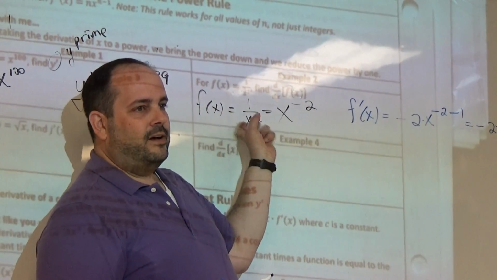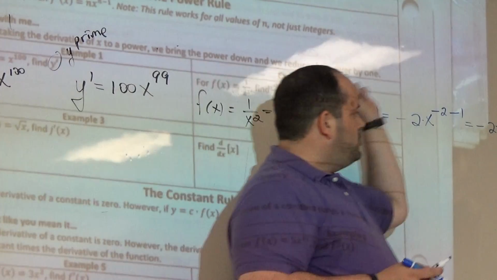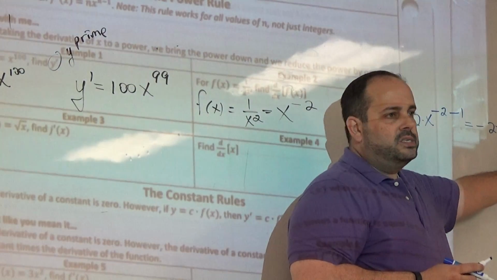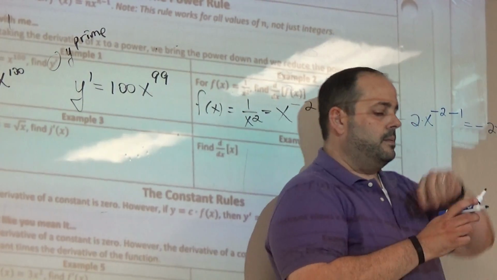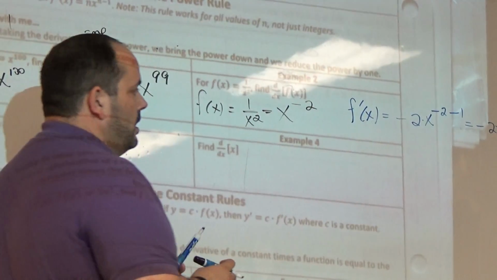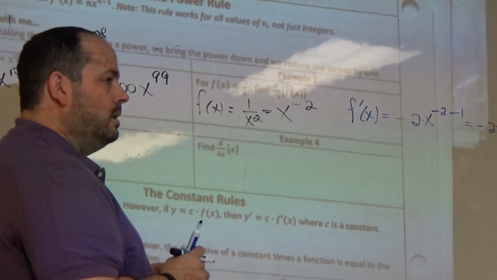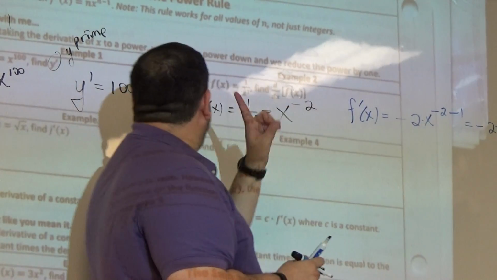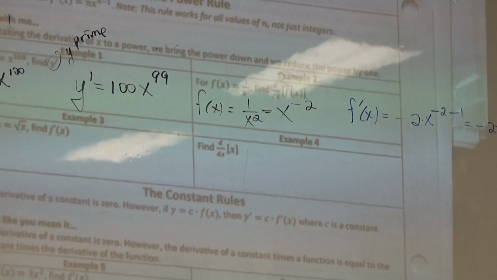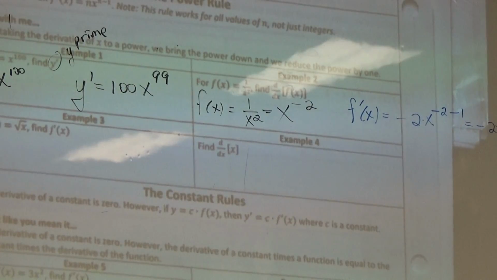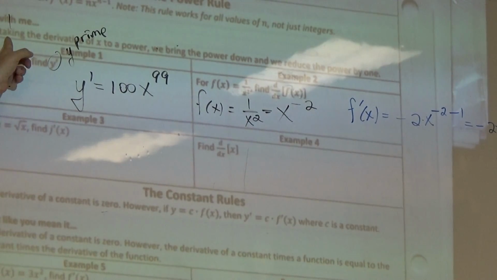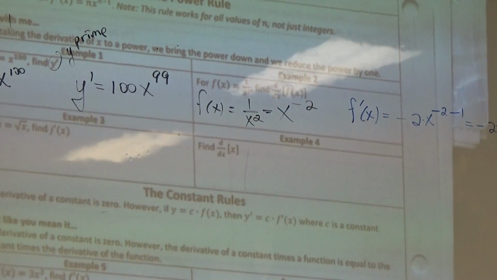1 over x squared is where you start. The derivative is negative 2 over x cubed. Brianna: Since you say you were gonna reduce the number by -2, shouldn't it be plus 1? No. The power rule says if you're taking the derivative of x to a power, bring the power down, reduce the power by 1.